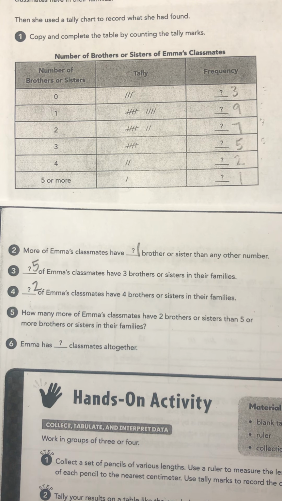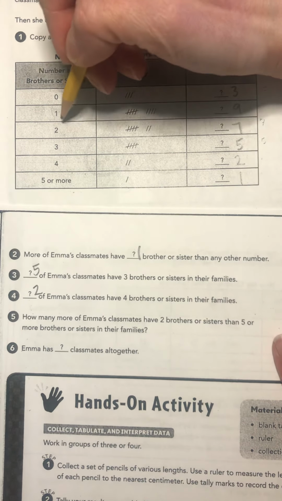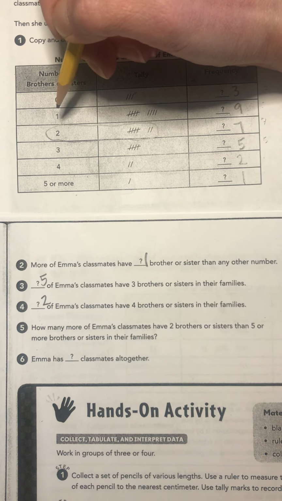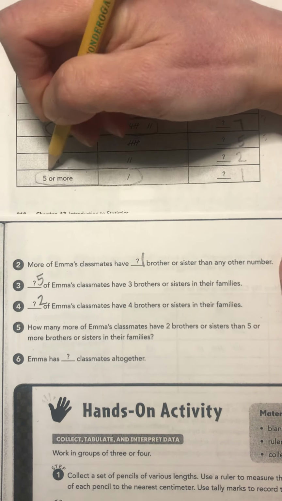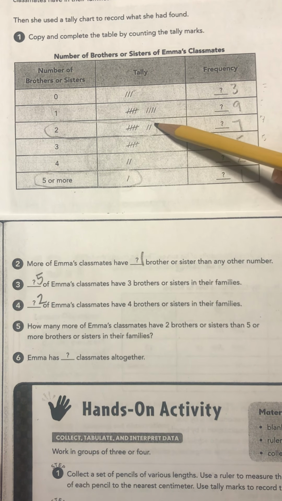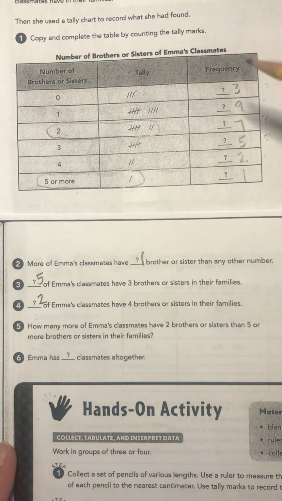How many more of Emma's classmates have 2 brothers or sisters than 5 or more brothers or sisters in their family? Okay, so we're going to go ahead and circle our 2 brothers or sisters and our 5 or more. All right. And so we need a difference, guys. We're going to take the 7 students. We're going to subtract this student. What is their difference? 6.